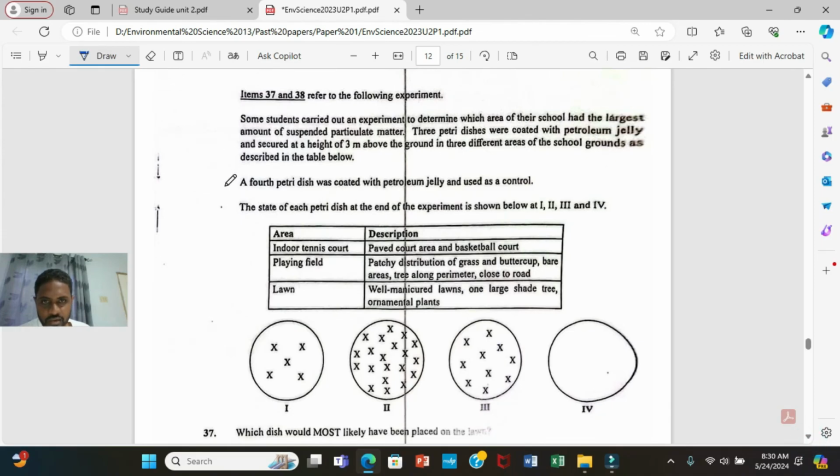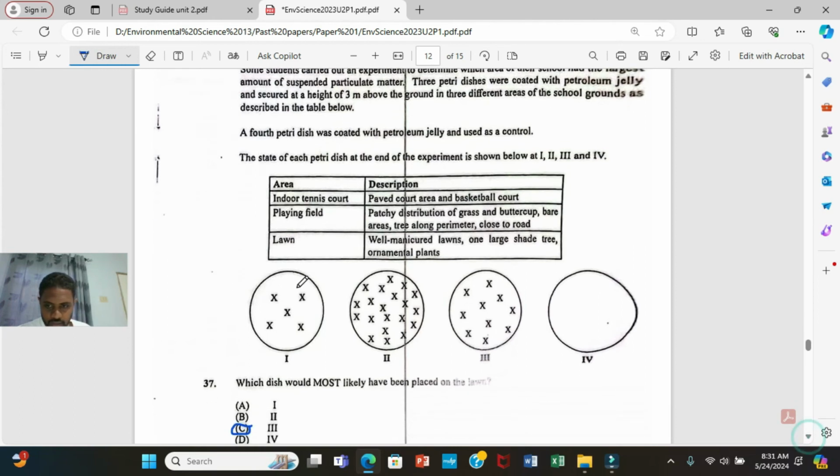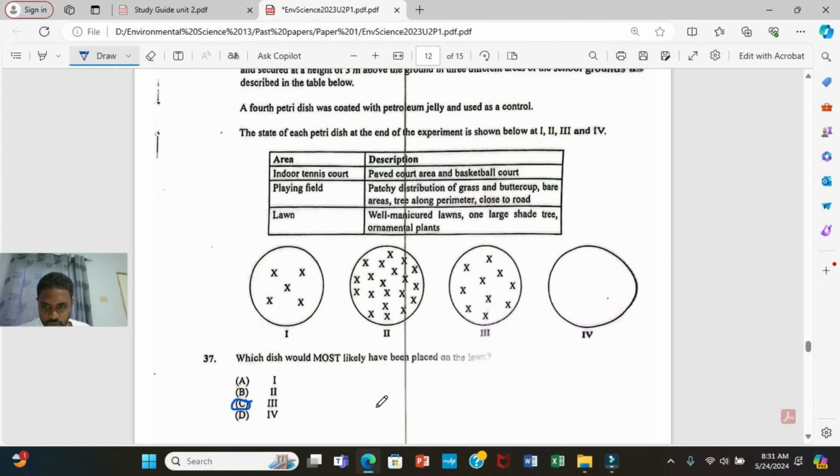37. Some students carried out an experiment to determine which area of their school had the largest amount of suspended particulate matter. 3 petri dishes were coated with petroleum jelly and secured at a height of 3 meters above the ground in 3 different areas of the school ground, as described in the table below. A 4th petri dish was coated with petroleum jelly and used as a control. The state of each petri dish at the end of the experiment is shown below. It says which dish would most likely be placed on the lawn? The answer would be C.